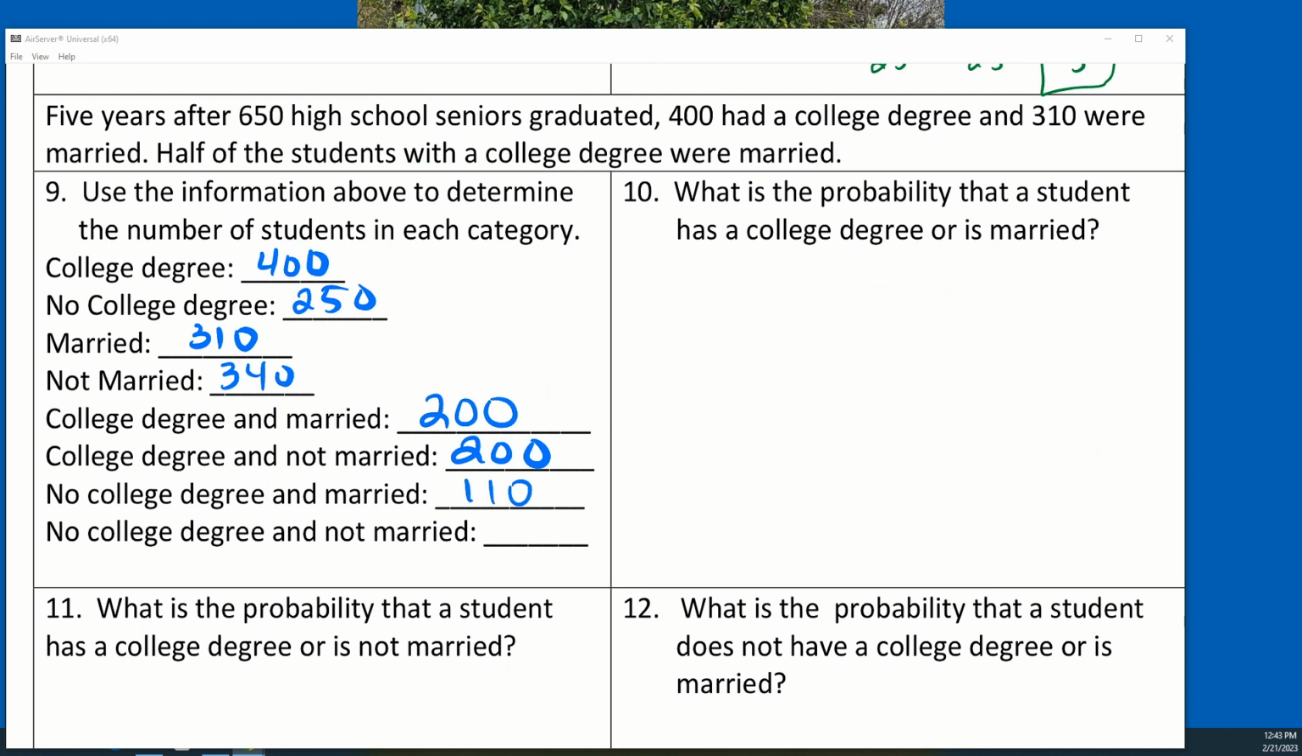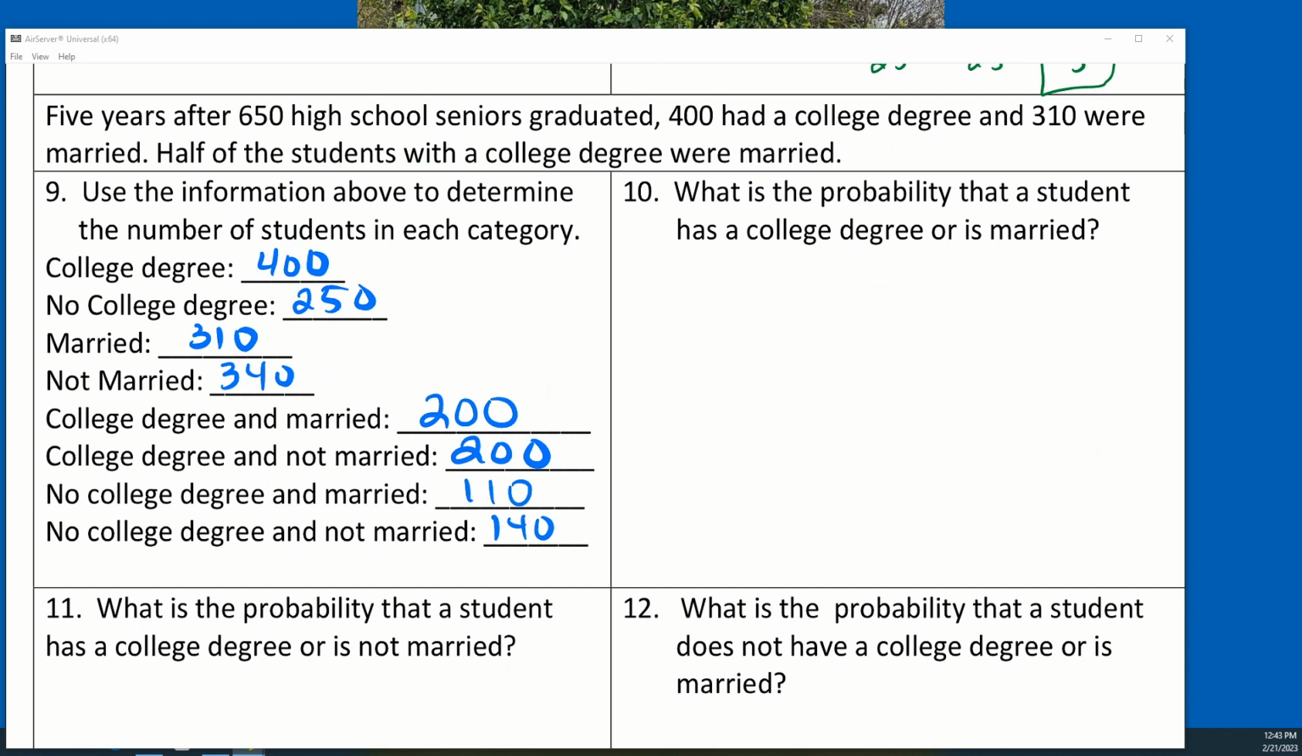All right. And then what about this last one? I heard someone say 140. So these two need to add to equal the number of people with no college degree. Good. So that's tough. That's a lot of just reading through and figuring out what we're talking about. Once you do that, the rest of it is hopefully going to seem a lot easier.